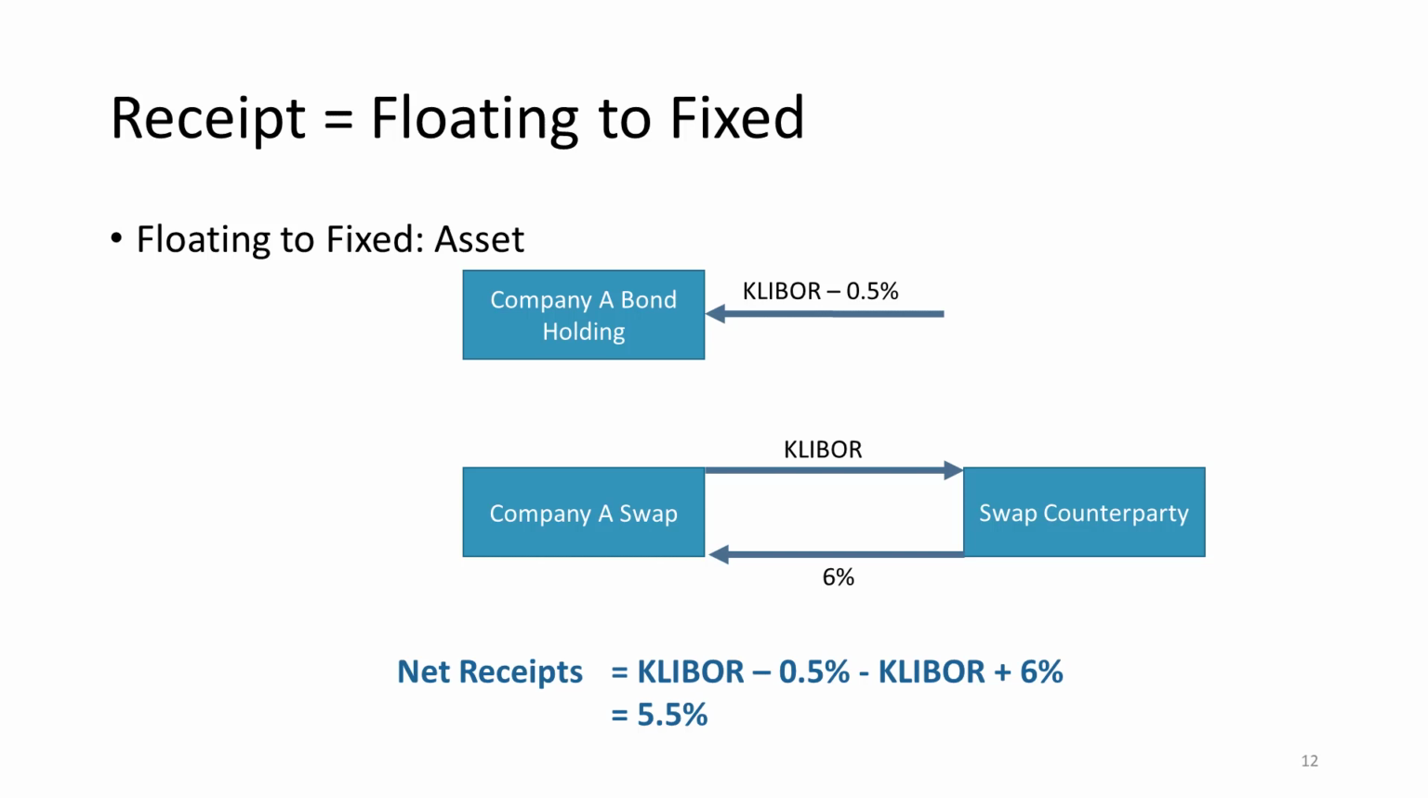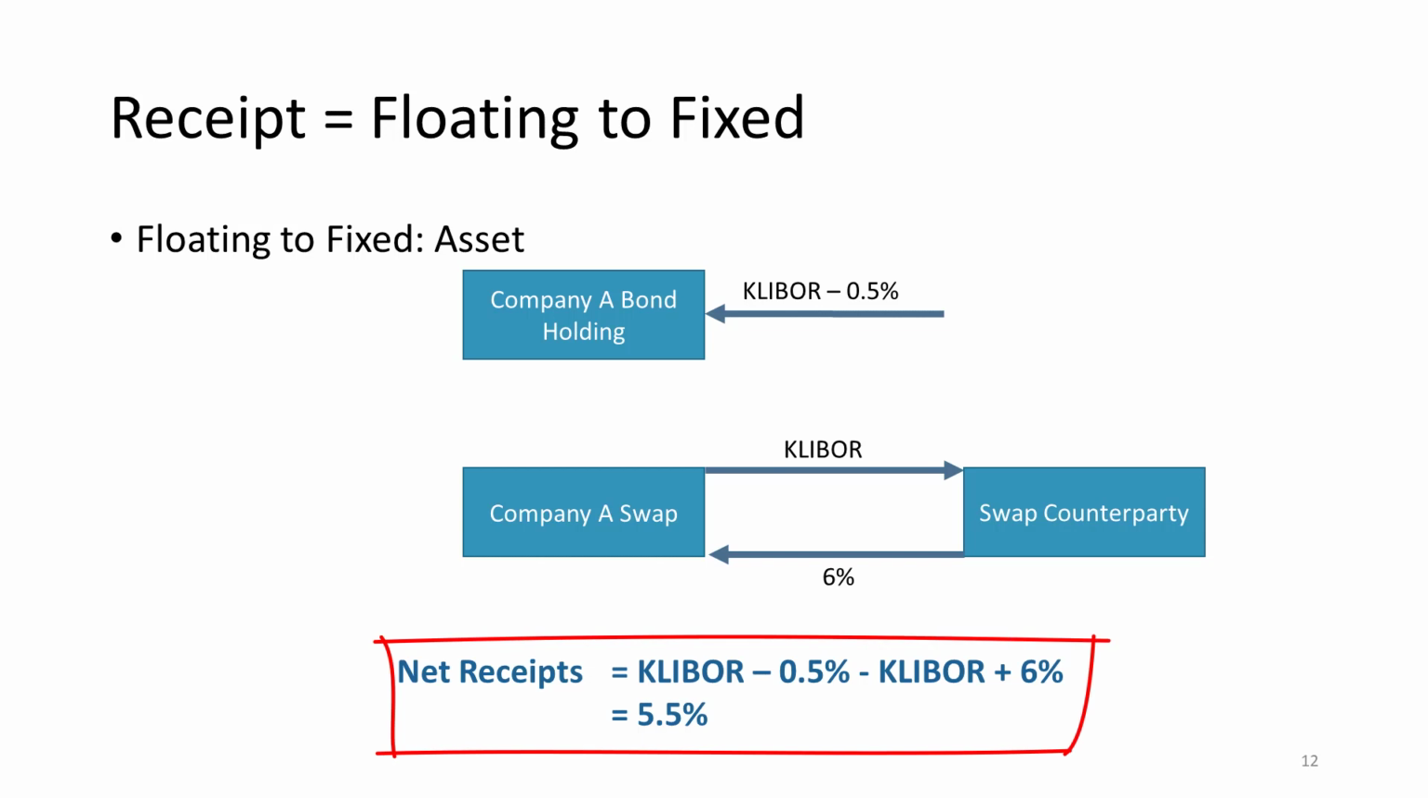From this example, you can see that Company A will receive CLIBOR minus 0.5% coupon payment from the bond issuer. When the company enters into a swap contract, they will pay CLIBOR and will receive 6% from the swap counterparty. The net receipts in this case will be CLIBOR minus 0.5% minus CLIBOR plus 6%. And then the net receipts is 5.5%.